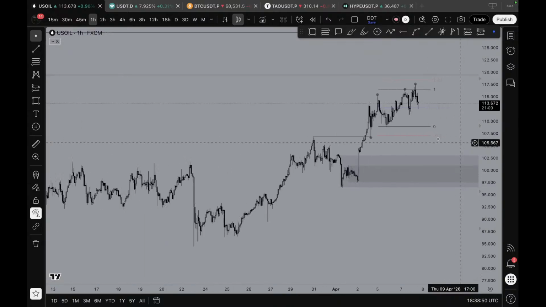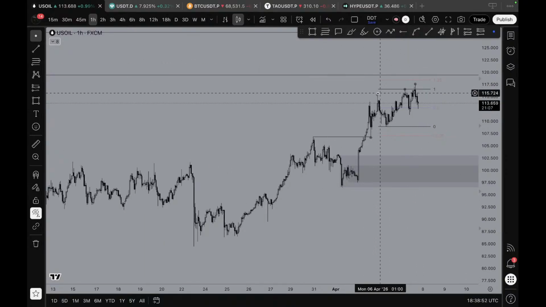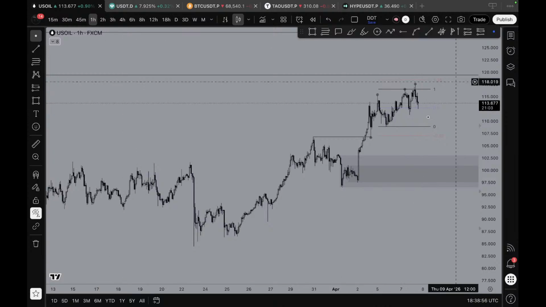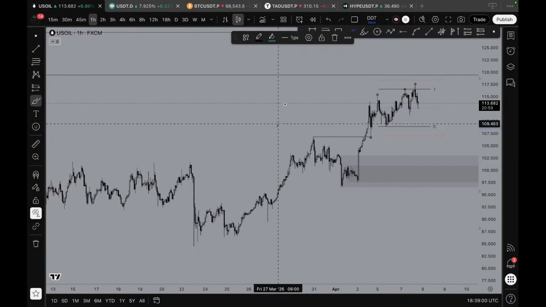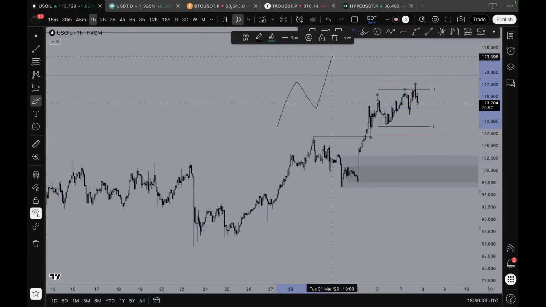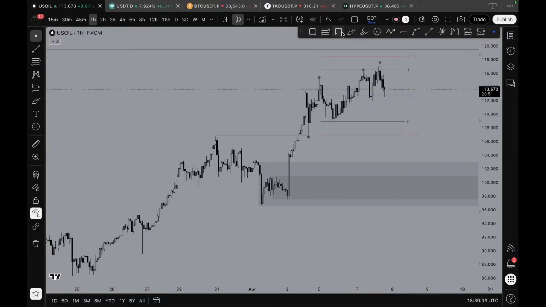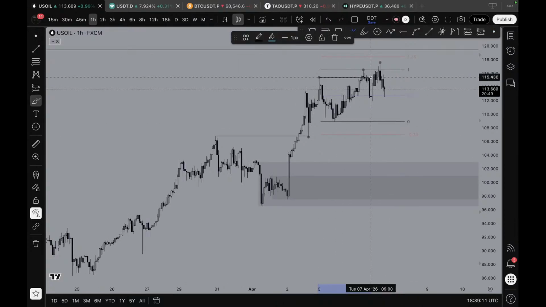And while moving into it, it is showing like a three drive, which is often a signal of exhaustion. Because otherwise, if it is strength, you have like a clear uptrend. And this is not a clear uptrend. Instead, you are showing exhaustion by more or less giving sweeps of your highs and not breaking above it.